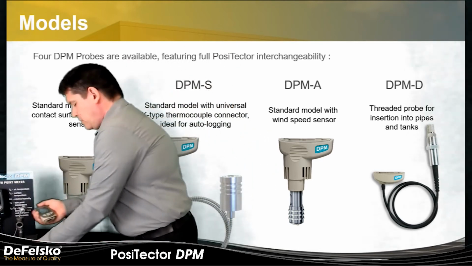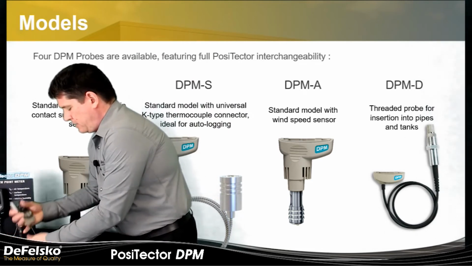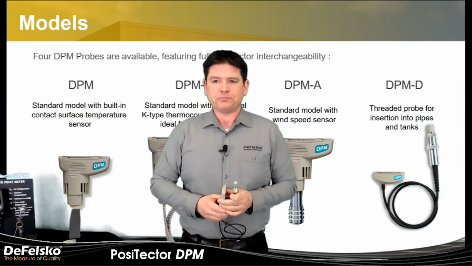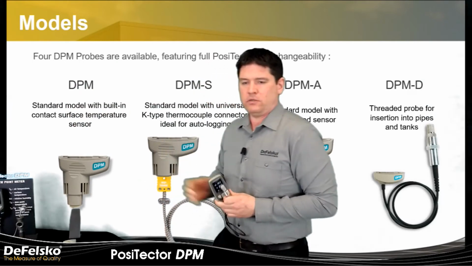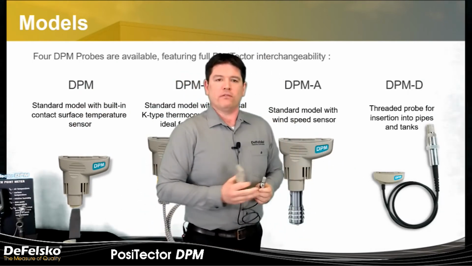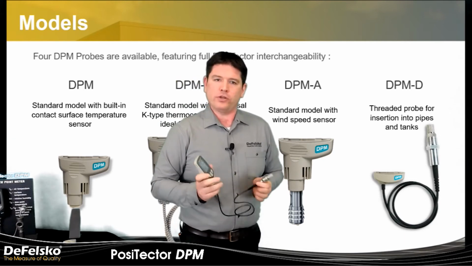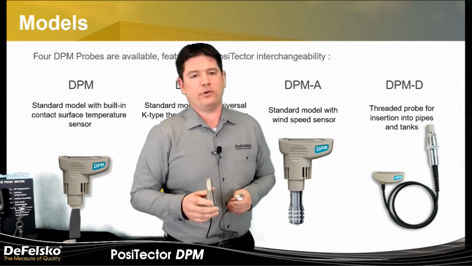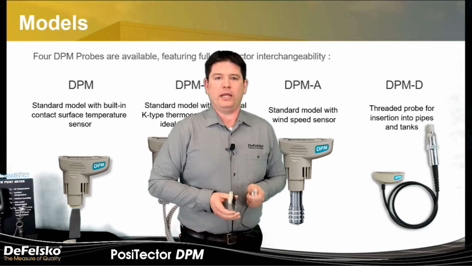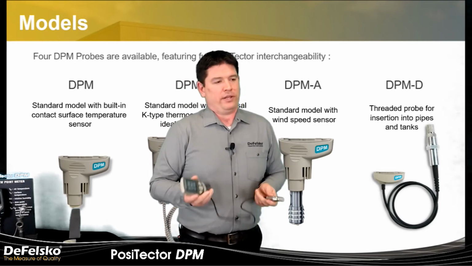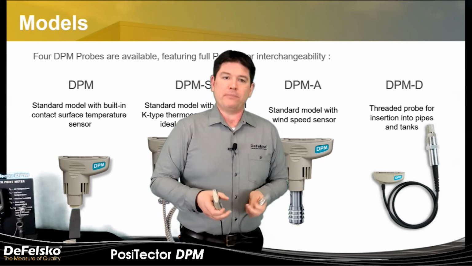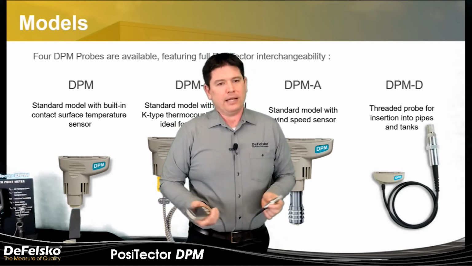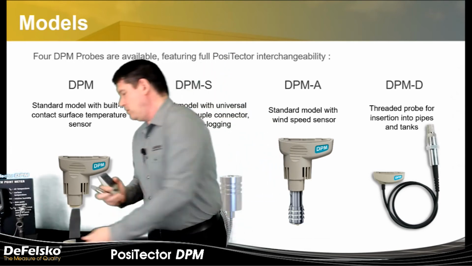The last one I'm going to talk about on this slide is the PosiTector DPM-D, and this has a very specific application. We had a lot of our customers working in the pipeline that were using the PosiTector DPM to measure relative humidity, temperature, and a calculated dew point in a pipeline application. What they were doing was opening up a hole in the pipeline and trying to hold the gauge over top of that hole. Not the best solution, doesn't give them a closed solution.